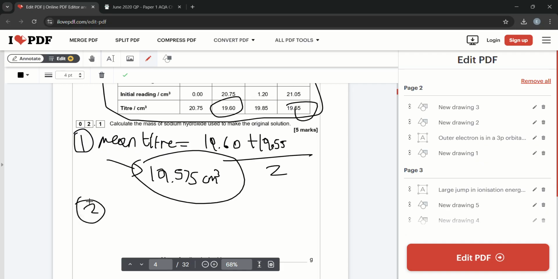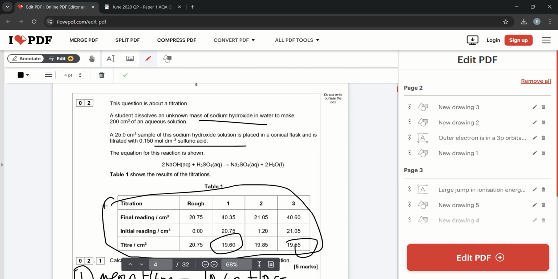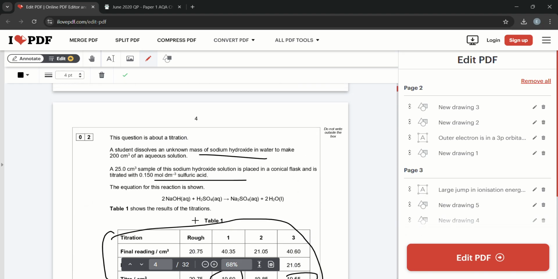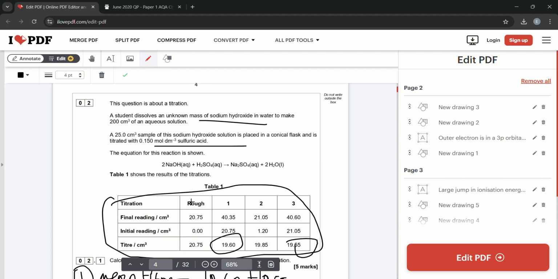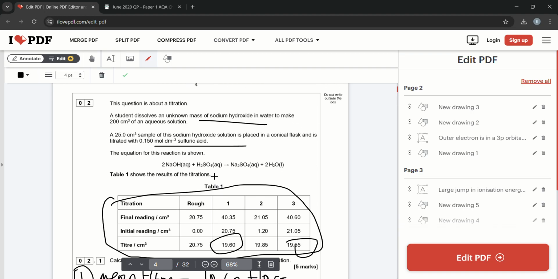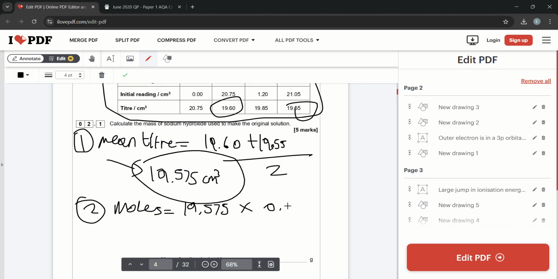Second thing we need to do is find out the moles of H2SO4, because this gave us a volume of H2SO4. So now let's find the moles. We know moles is concentration times volume. Moles is going to be 19.575 times by 0.150, and that's in moles per dm cubed, so we need to convert this centimeters cubed to dm cubed by dividing by 1000.